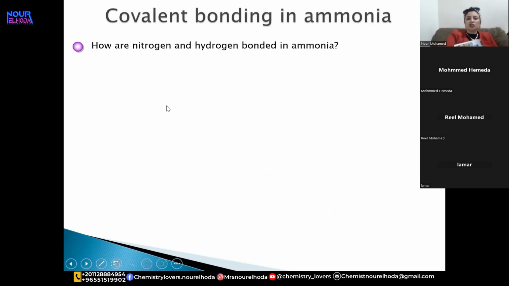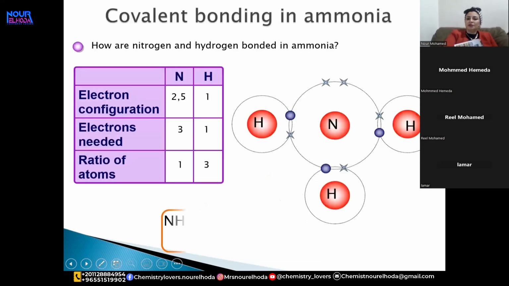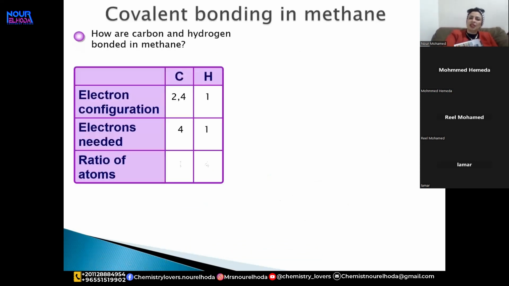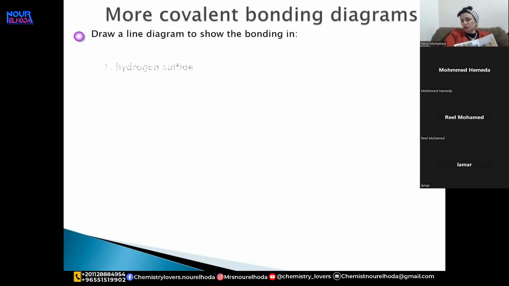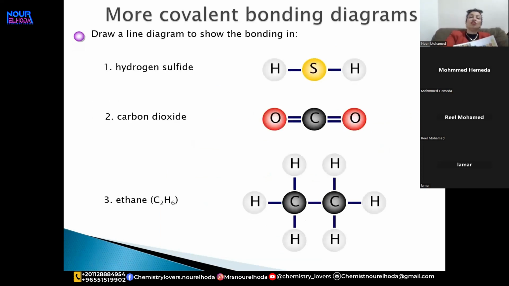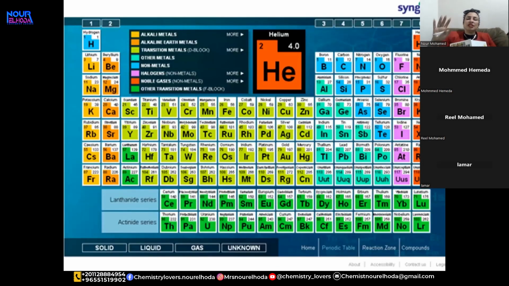This is again water. This is ammonia. This is methane. I think these are all easy. Hydrogen sulfide or carbon dioxide is also a very common question in the exam. Very common. The carbon dioxide has a double bond here or a double bond here, because every carbon needs 4 in the outer shell. So it will share here by 2 or here by 2.